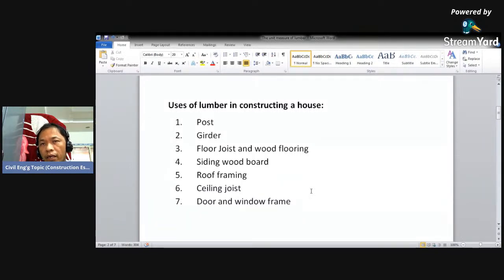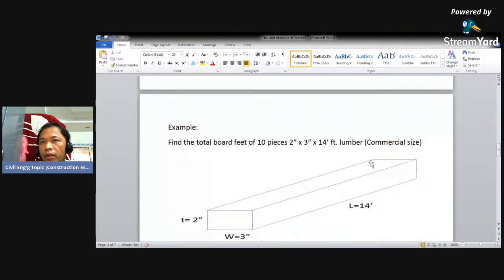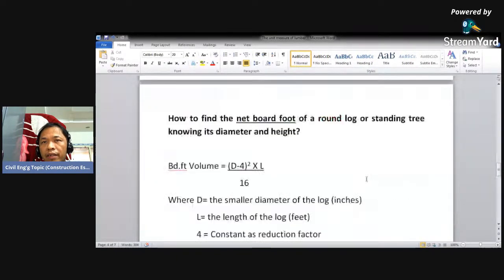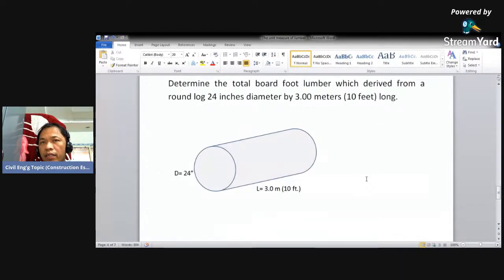Because before we construct a project, we should have an estimate to prepare our budget. But if we don't know how to compute, it's very hard. It is very basic for us. So this is the topic for today, and I hope you learned something about this. And you can use it in your estimation.